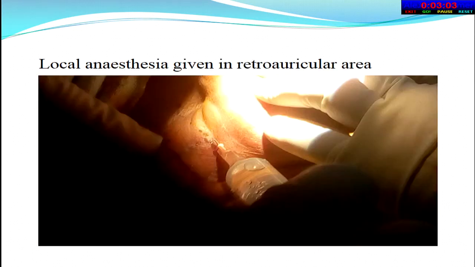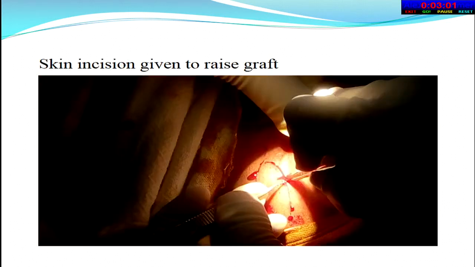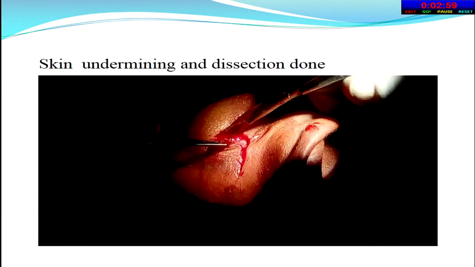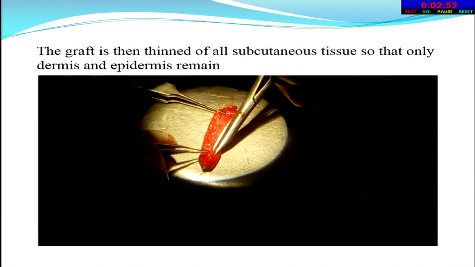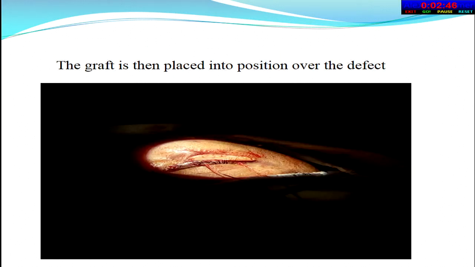So graft markings are done, local anesthesia is given in the retroauricular area, and a skin incision is given to raise the graft. Skin undermining and dissection is done. The skin graft is raised. After this, the graft is thinned of all the subcutaneous tissue so that only dermis and epidermis remain. It is placed over the defect.